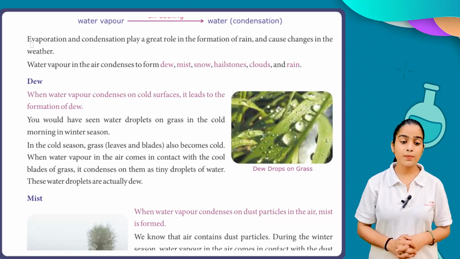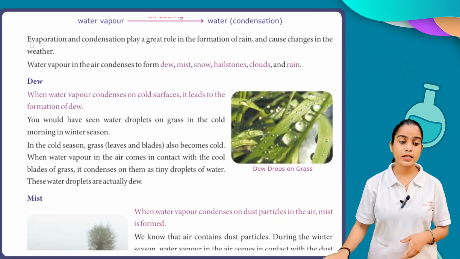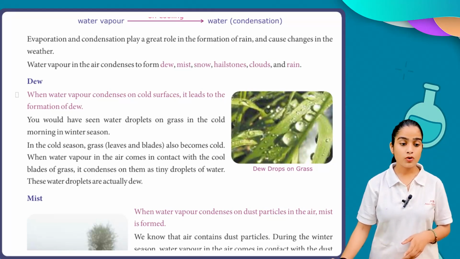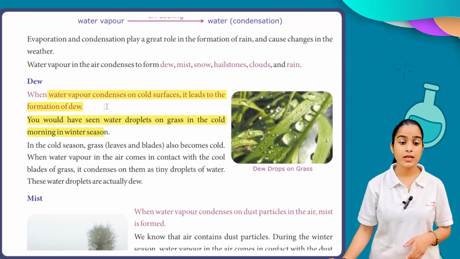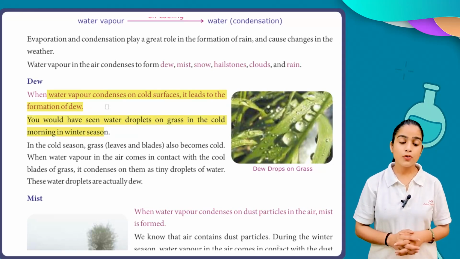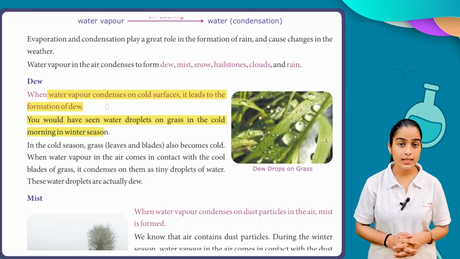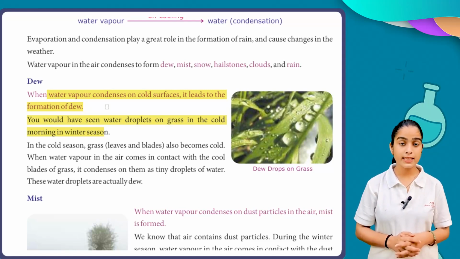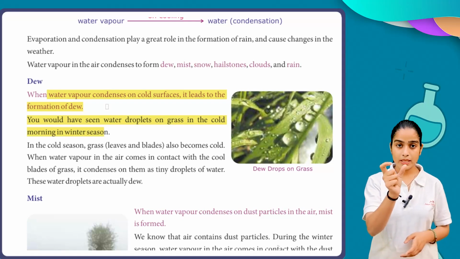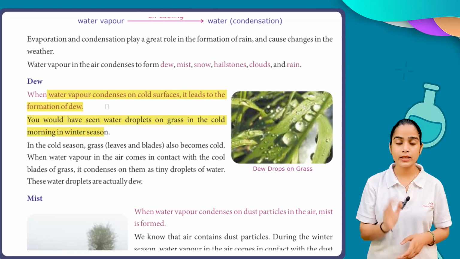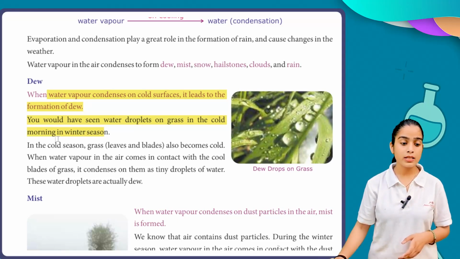When water vapor condenses on cold surfaces, it leads to the formation of dew. So water vapors, when they condense on a cold surface, form dew. You would have seen water droplets on grass in the cold winter morning. You see them basically in the winter season on leaves, and that is referred to as dew. In Hindi we say os. In the cold season, grass leaves and blades also become cool.